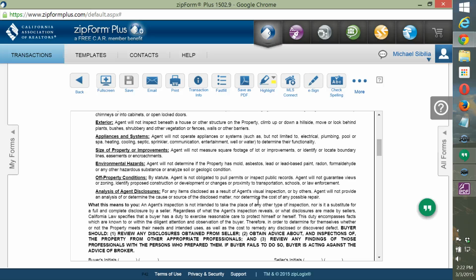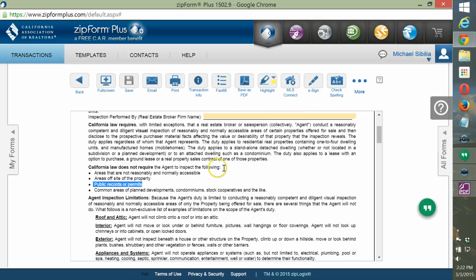Do you have to do this for raw land? No. 1 to 4 units residential dwellings. Okay, I was told to do that. Well, 1 to 4, it says, what does the form say?